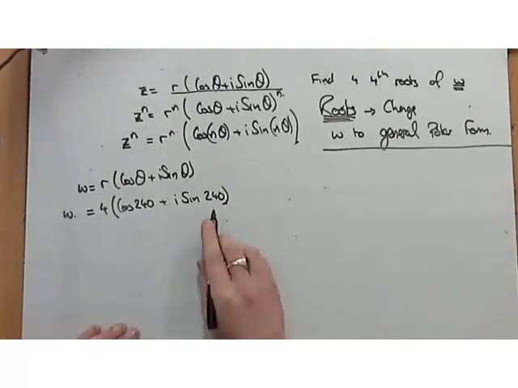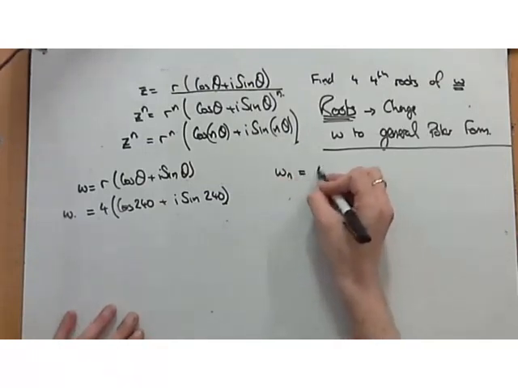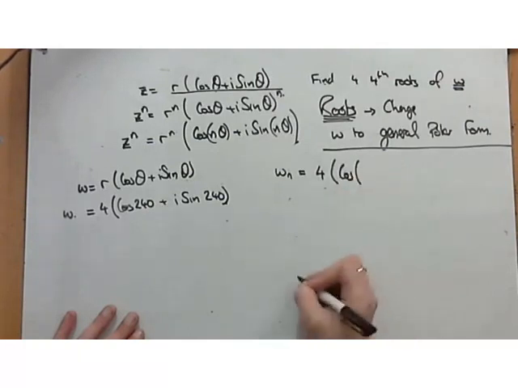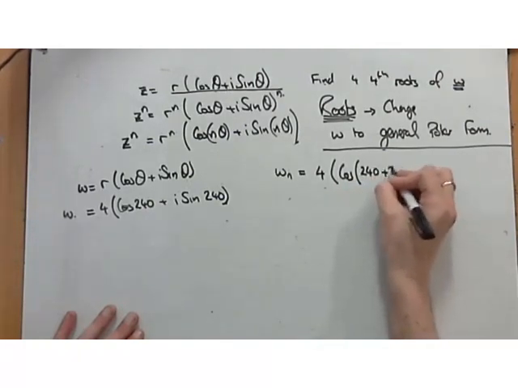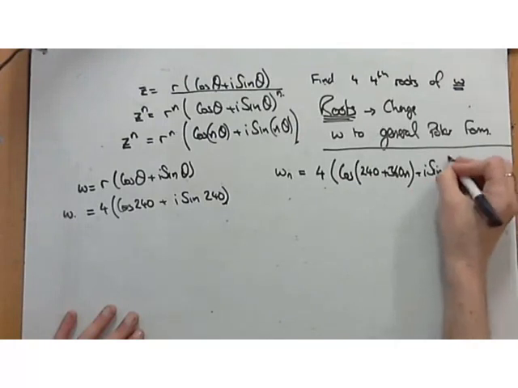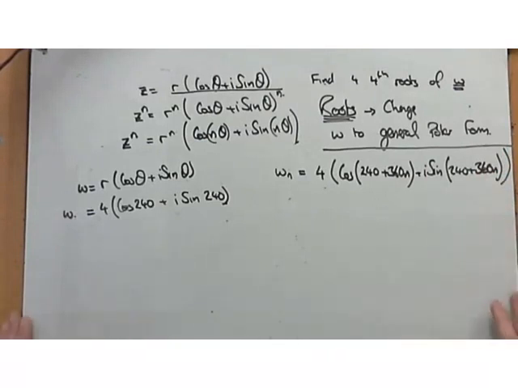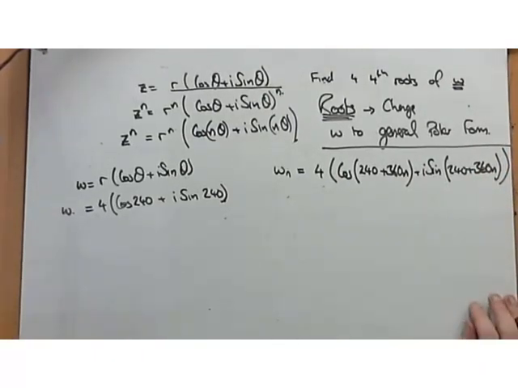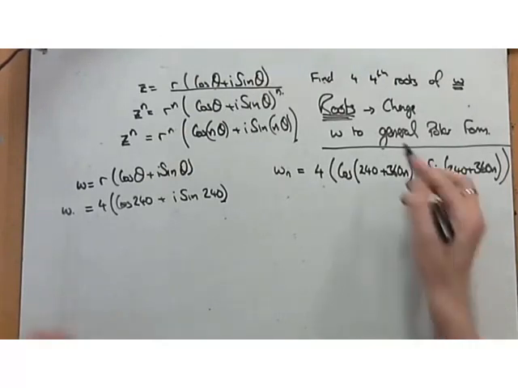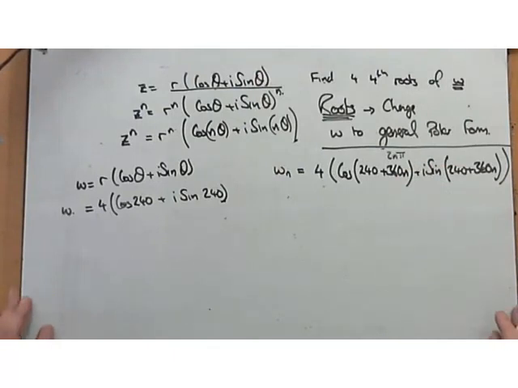If your number is in degrees, all you do is this. We say Wn, we put a little n under it, is equal to 4 times the cos of 240 plus 360n, plus i times the sine of 240 plus 360n. So that's my Wn. If you're doing this in radians, then you would be adding on 2n pi in both cases. So that is my Wn.